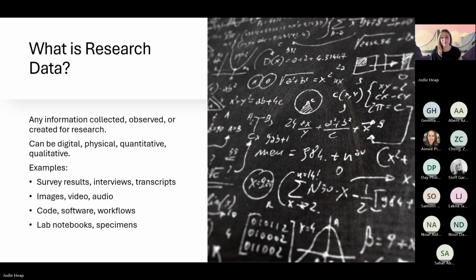So what is data? What is research data? It essentially is any information which is collected, observed, or created in the process of research. So it can be physical, it can be digital, it can be quantitative, it can be qualitative. Some examples of this are survey results, transcripts, images, audio, code, software, notebooks, specimens. Pretty much anything can be data, essentially.